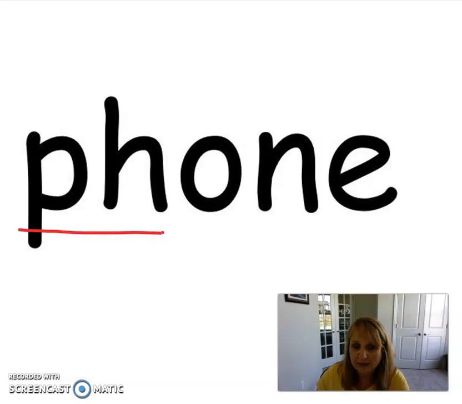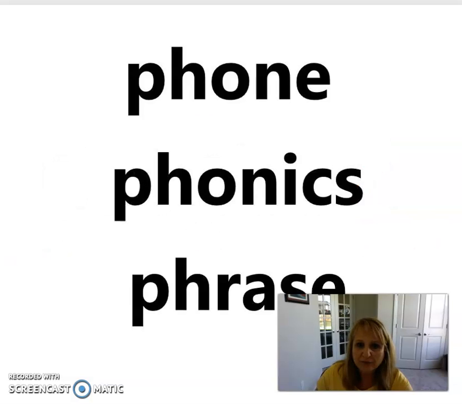We're going to underline it. Digraph PH. O needs a macron. It makes the O sound. And do we hear the E at the end? It is silent. We're going to cross it out. Because it's a sneaky E, it makes this vowel O say its name. Let's sound it out together. O, phone.